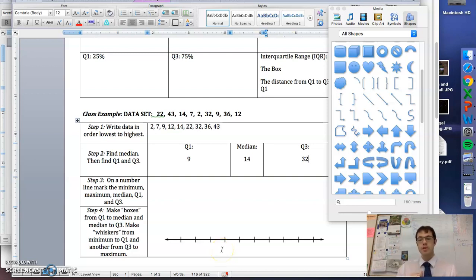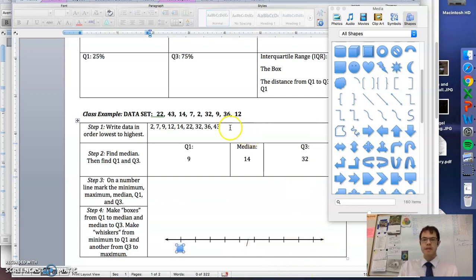Since our minimum is 2, I'm going to start with 0. Let's say that this is 0. And then since my maximum is 43, let's put this at 45. Why not? Sure, 45. Sounds great. So I start by defining the scale. So that's 0, and that's 45.